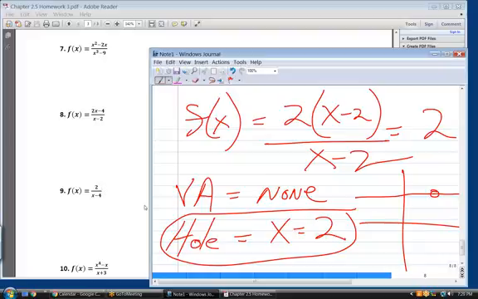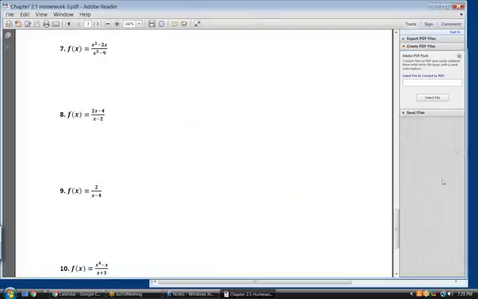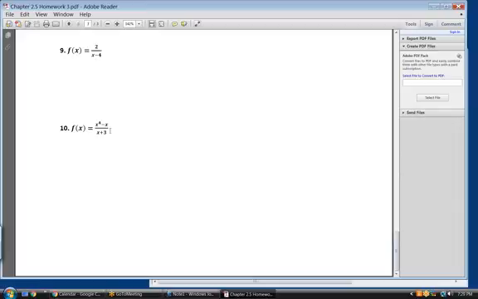Okay. What's the restriction on the domain? All real numbers except -3. What's the vertical asymptote? The vertical asymptote would be x equals -3. What's the horizontal asymptote?